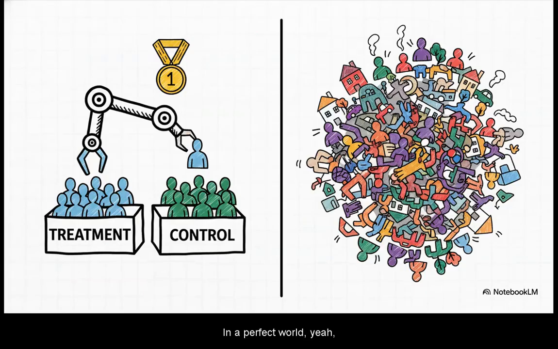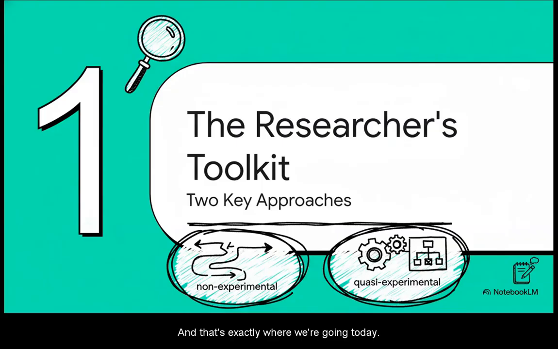In a perfect world, yeah, every study would be a controlled experiment. You'd have people randomly assigned to either a treatment group or a control group. That's the gold standard because it's hands down the best way to prove cause and effect. But as we all know, life is messy. It just doesn't fit neatly into a lab. And that means scientists need a whole different set of tools to figure out the complexities of the real world. And that's exactly where we're going today. Welcome to the Researcher's Toolkit for the Real World.